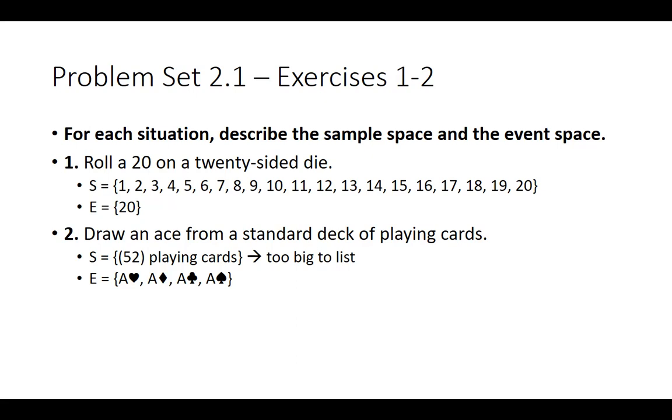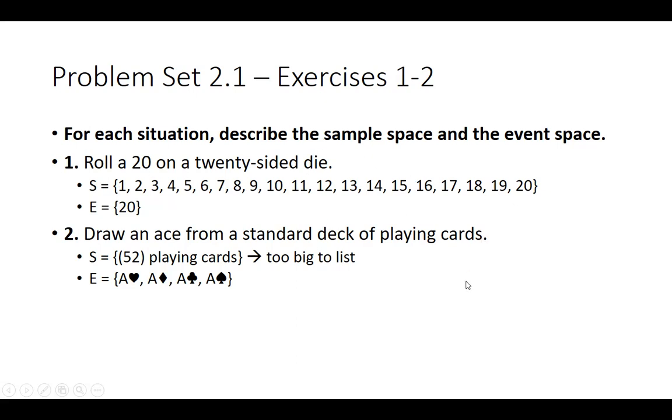So the options for what we can roll, the sample space, would be a 1, a 2, a 3, a 4, all the way up to 18, 19, or 20. And the event that we're interested in is rolling a 20, so there's only one in the event space, and that's 20 itself. Now, we're not finding the probability of rolling a 20, we just want to describe the sample space and the event space. But if we were looking for the probability, that would be 1 out of 20.